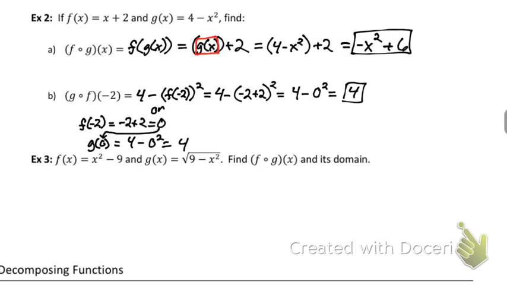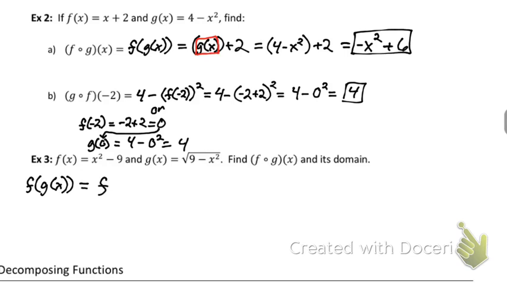All right, our last one is f of x equals x squared minus 9, and g of x equals square root of 9 minus x squared. We're supposed to do f of g of x. Remember, another way to rewrite that is just f parentheses g of x. So we're plugging g of x into f.